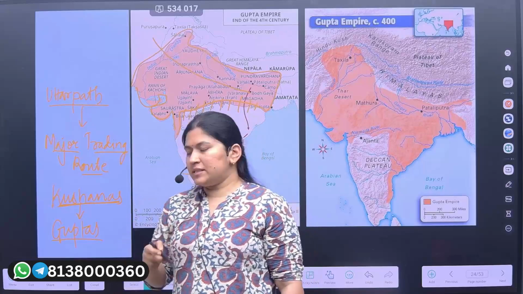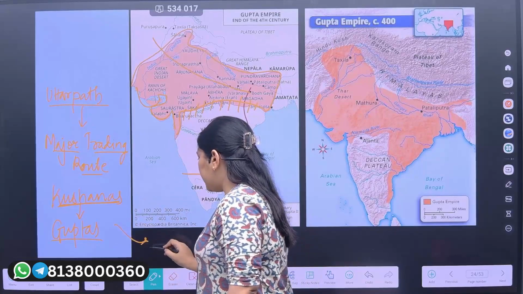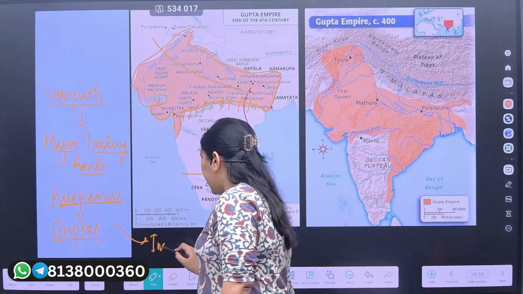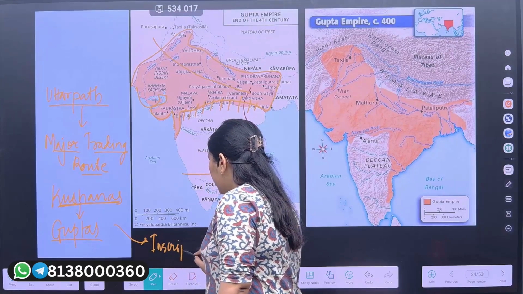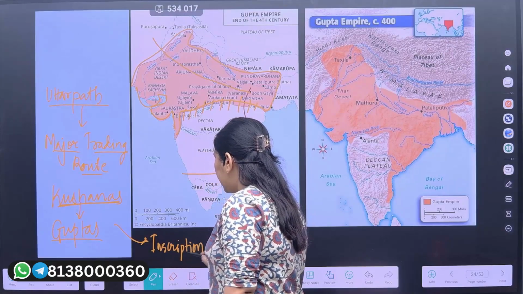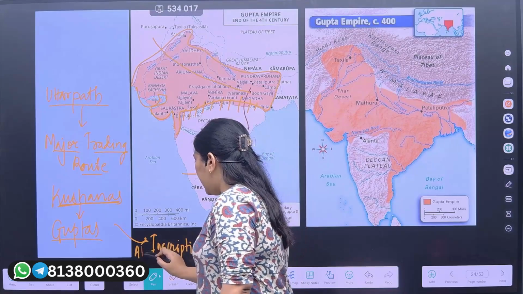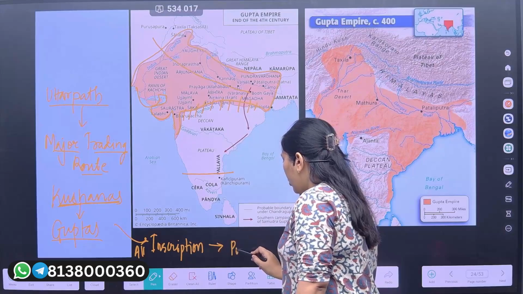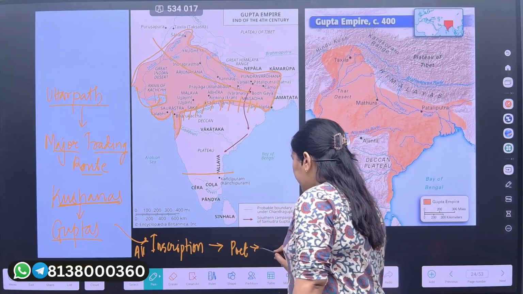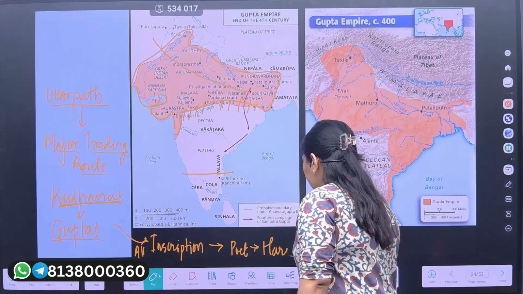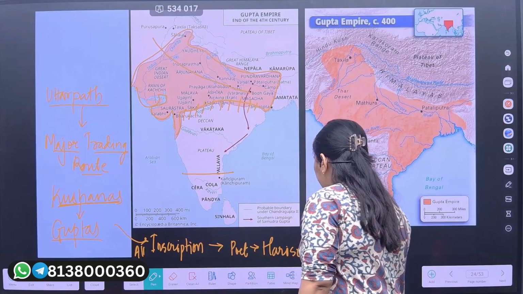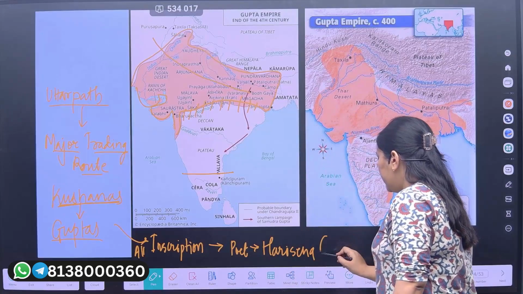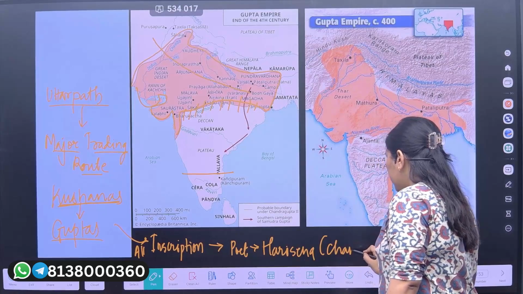Now this is written in the inscription. This is the Allahabad inscription, which talks about the court poet Harisena. And Harisena was a court poet during Chandragupta II.